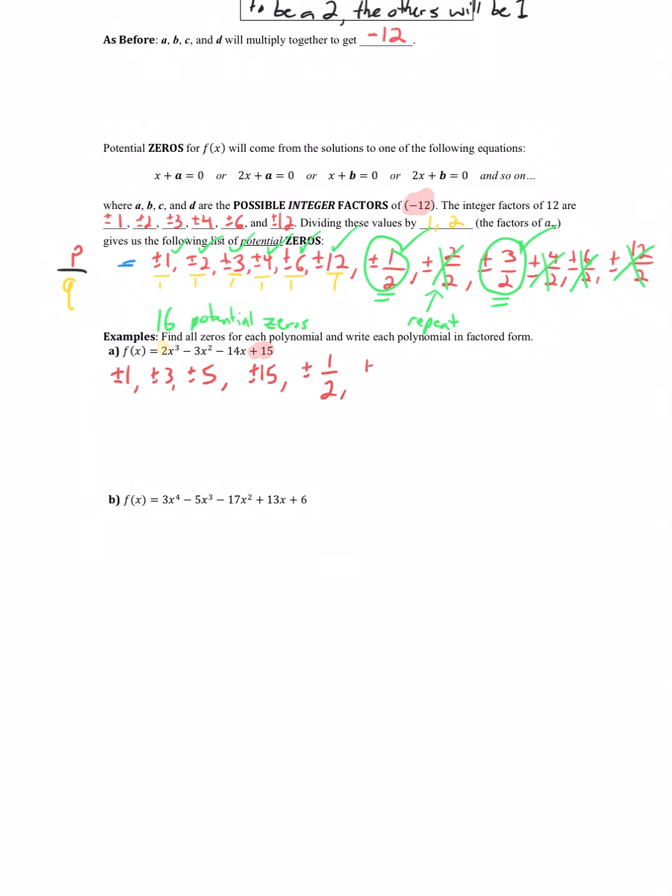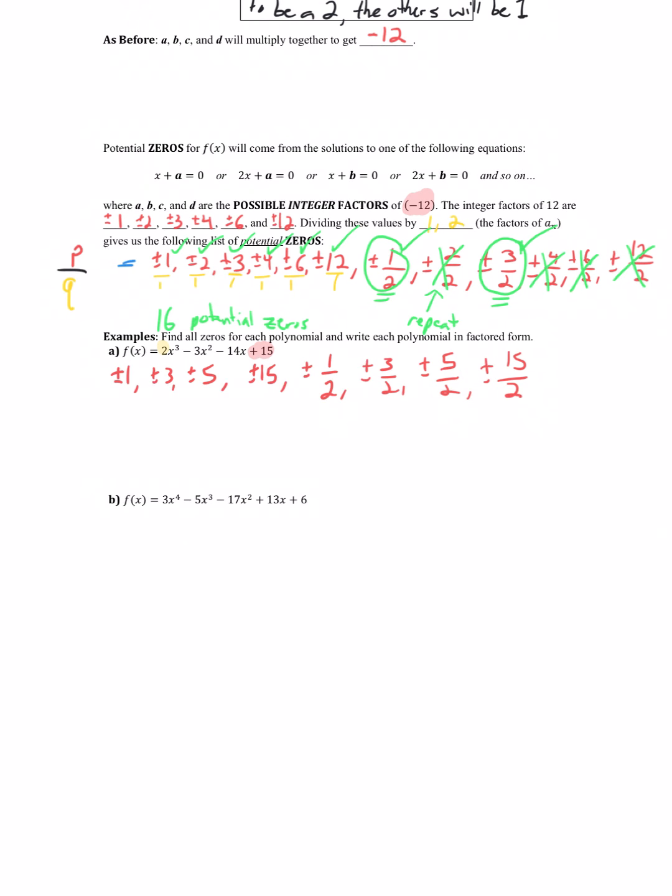So 1/2, 3/2, 5/2, 15 halves. And thankfully it's just a 2 that's the first number, because if it was like a 6 that's the first number, we'd have to do all the factors of 6. So you'd have to divide by 1, 2, 3, and 6. So thankfully it's just a 2. We're just dividing by 1 and 2.